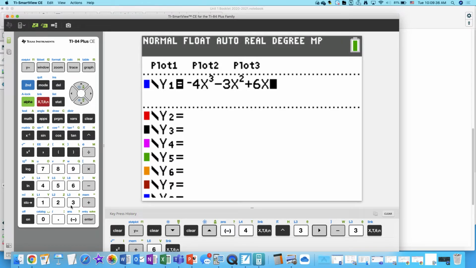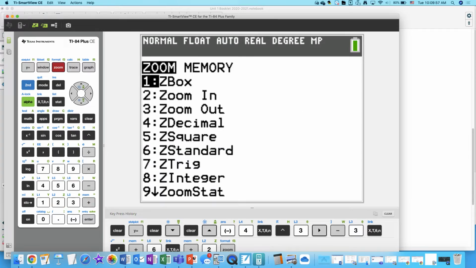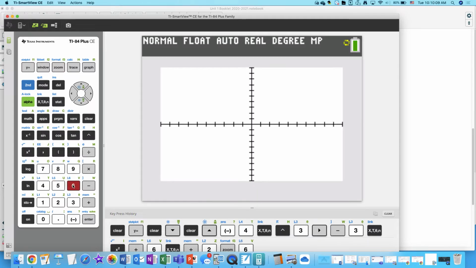Okay? Now, what I like to do before I hit graph, if I don't know what the context is, and we'll start to talk about contexts probably towards the end of this week or into next week, is go to the zoom button up here and hit number 6 for standard. And what that does is it sets my window for both x and y from negative 10 to 10. And then if I need to adjust from there, I will. So I'm going to hit 6. And actually, in this case, I can see everything that I need to see.